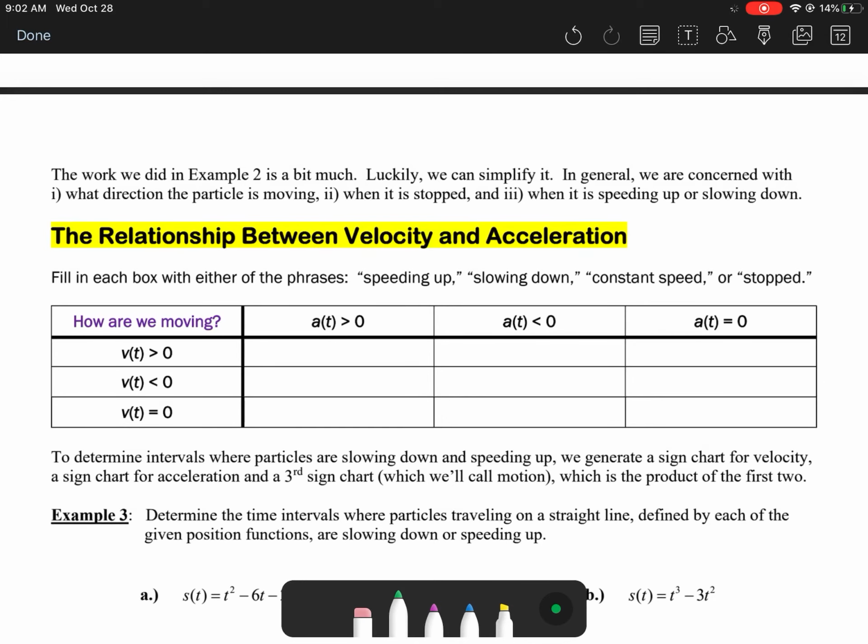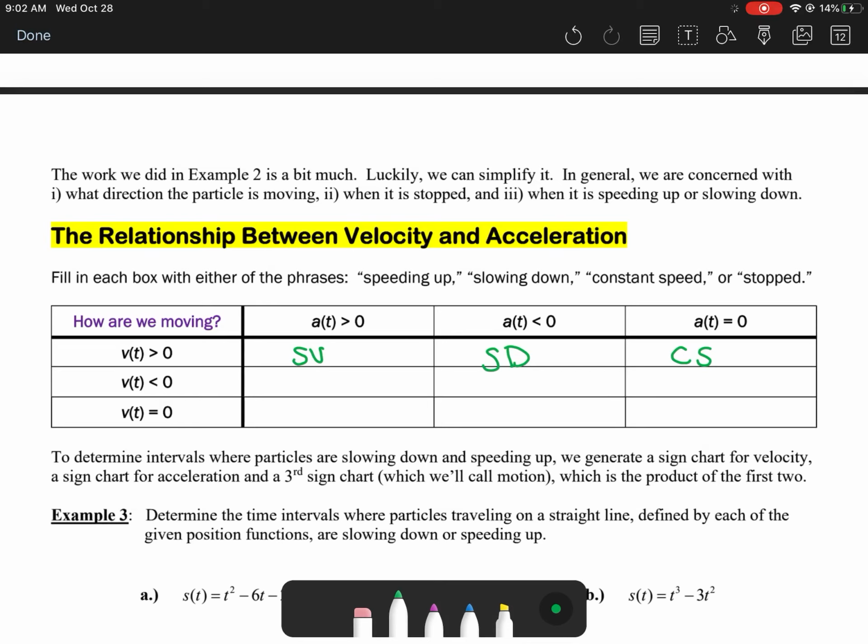Welcome back, everyone. Okay, let's see how you did. I'm just going to go ahead and abbreviate this. So if the velocity is positive and the acceleration is positive, this is speeding up. If the velocity is positive and the acceleration is negative, I am slowing down. And if the velocity is positive and my acceleration is 0, I'm at a constant speed.